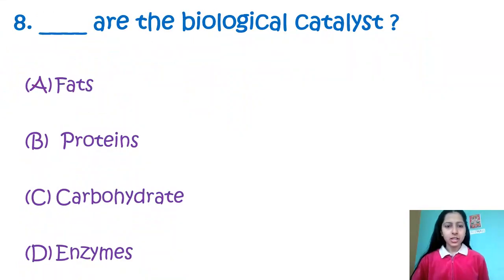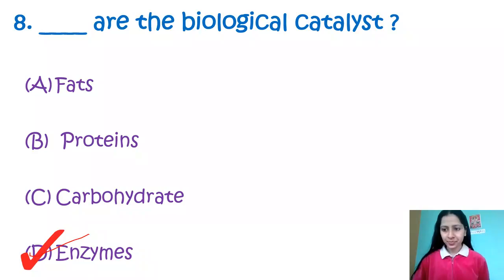Next. Dash are the biological catalysts: fats, proteins, carbohydrates, and D enzymes. So enzymes are the biological catalysts. Very easy question. Enzymes are proteins that act as biological catalysts by accelerating chemical reactions.